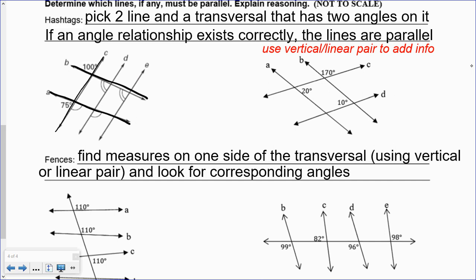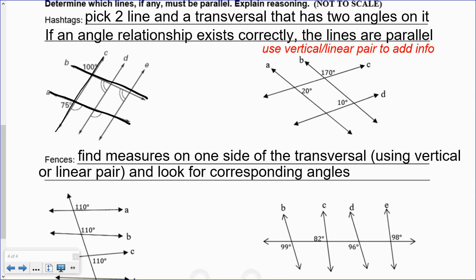So take a look. What's the angle relationship between the 100 and the 75? What kind of angles are they? Consecutive exterior. What should their measures add up to? 180, do they? So would A and B be parallel? Would A and B be parallel? No. So we know that A and B are not parallel, so we have to leave that off. Now we're going to try the other ones, okay? So we know A and B are not.